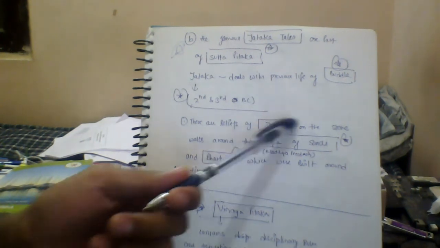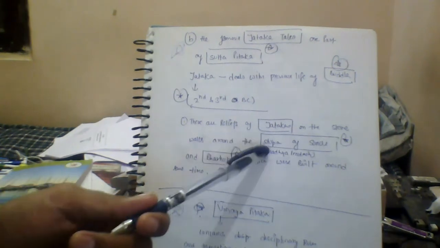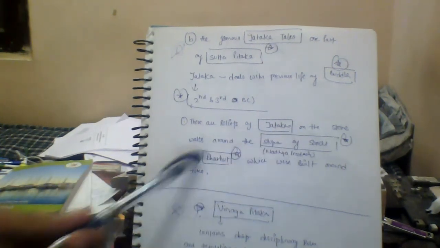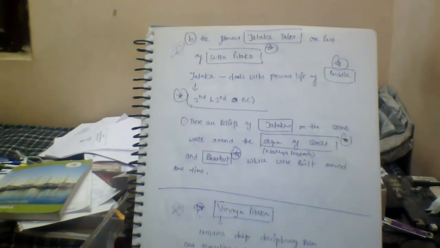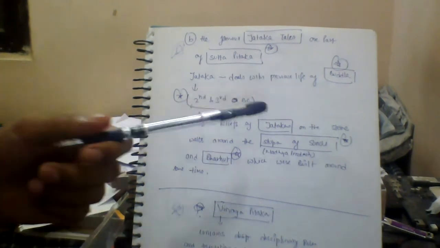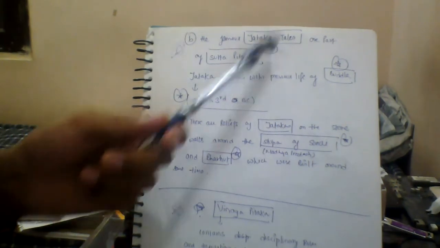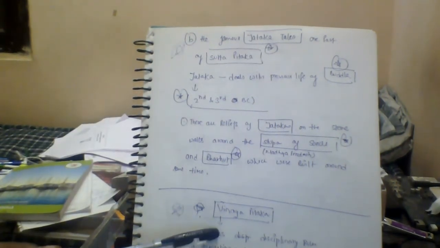There are reliefs of Jataka tales on the stone walls around the stupas of Sanchi and Bharhut, which were built around the same time. So then comes the Vinaya Pitaka. Just understand one thing: the Jataka tales are part of the Sutta Pitaka. This is an important question. Then comes the Vinaya Pitaka.